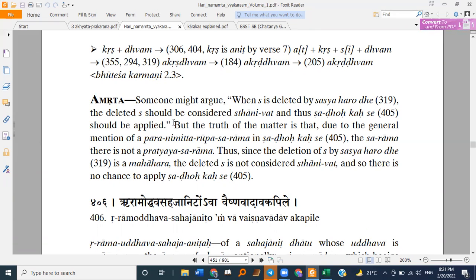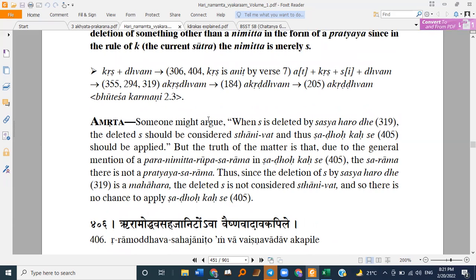Okay, Amrita says that someone might argue that when Sa is deleted by Sasya Harodhe. So for example, when the Sa is deleted by Sasya Harodhe, because here we have Dhvam which begins with Dha and we have C. So we have applied 319 Sasya Harodhe, then we deleted C because Dha is following. The deleted Sa should be considered Sthanivat and thus Shadhoka Se should be applied. So generally Hara and Mahahara. Mahahara is like complete disappearance or complete deletion. But Hara means deletion. It is not there anymore, but still the effect is there.